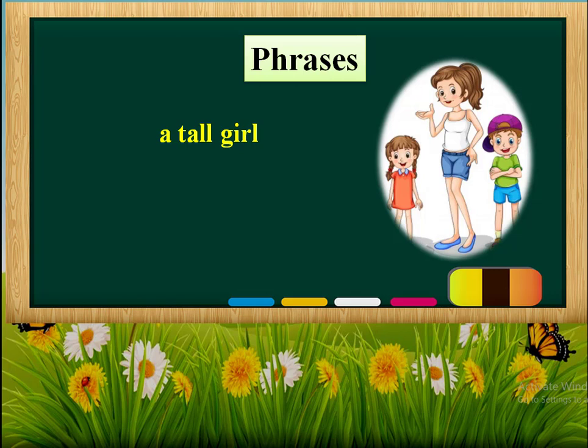Now let us see this group of words in a sentence. I saw a tall girl. Is this group of words conveying any meaning? Yes, it is. So, a tall girl is satisfying all the conditions of the sentence. Hence, a tall girl is a phrase.